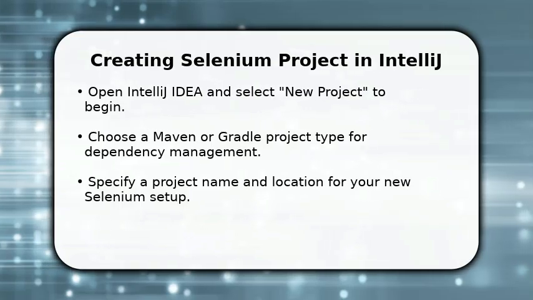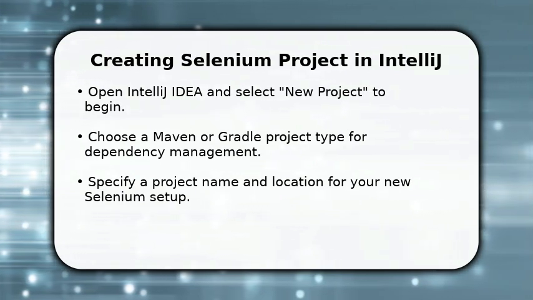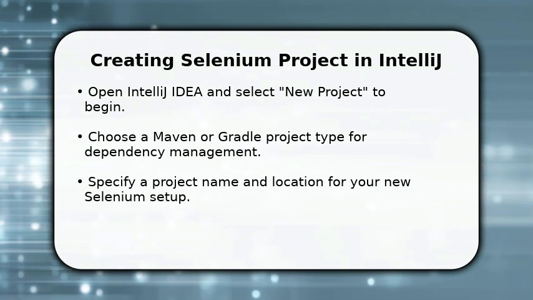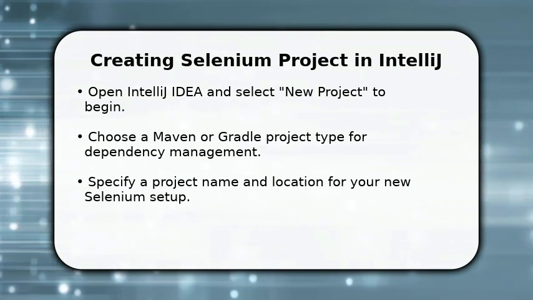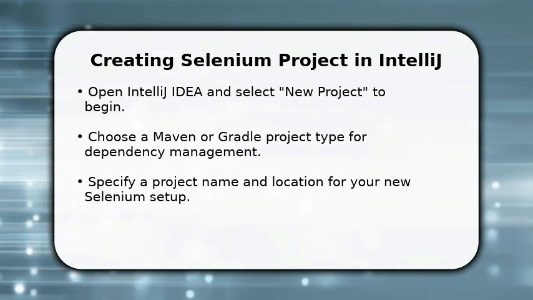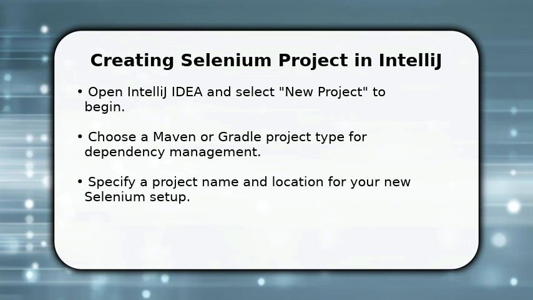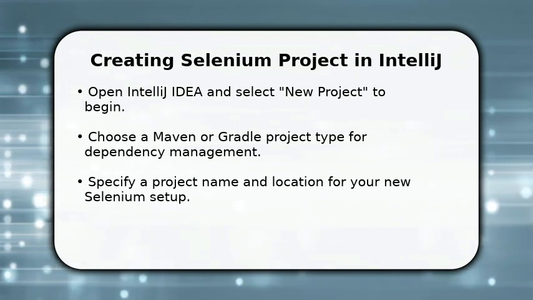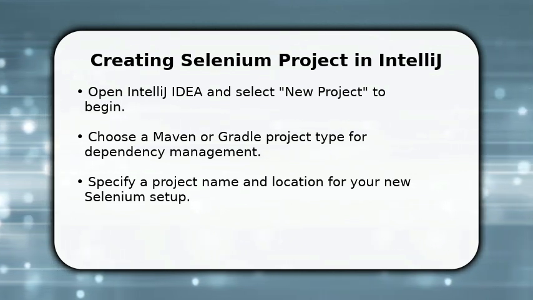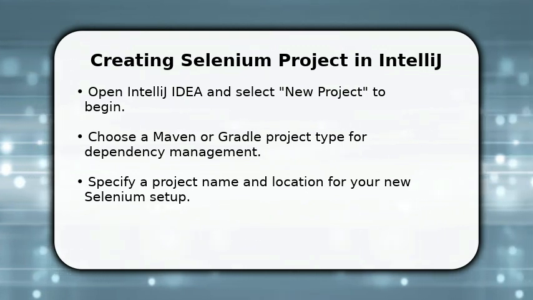In this video, I will show how to create a Selenium project in IntelliJ. First, launch IntelliJ IDEA and select the New Project option from the Welcome screen or File menu. Next, choose either Maven or Gradle as your build automation tool. This is crucial for managing project dependencies efficiently. Finally, give your project a descriptive name and select a suitable location on your system to save it. This initial setup is the foundation for all your automation work.